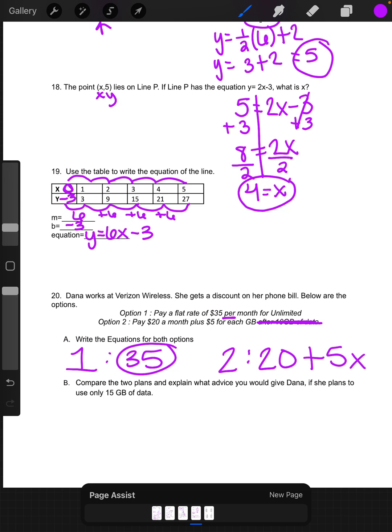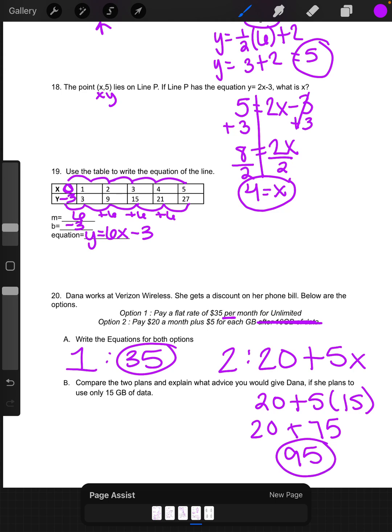So it says compare the two plans and explain what advice you would give Dana if she plans to only use 15 gigabytes of data. So I know no matter what, for number 1, she's going to spend $35. So that's not going to change. But let's go ahead and stick 15 gigabytes of data in here. So I've got 20 plus 5 times 15. And I get 75. So 75 plus 20 is 95, which means that option 1 is for sure the better plan for her.